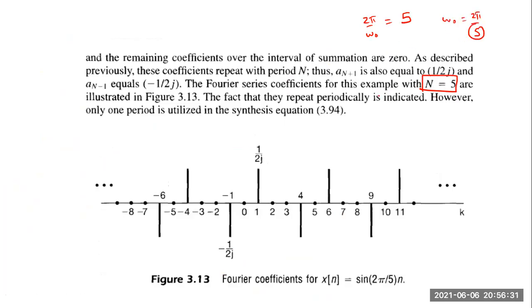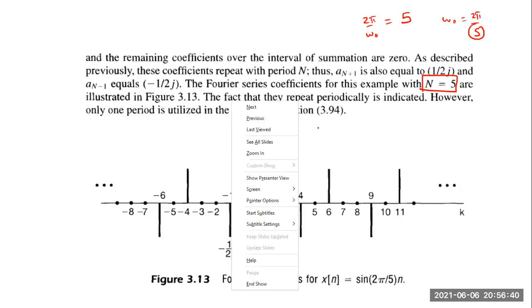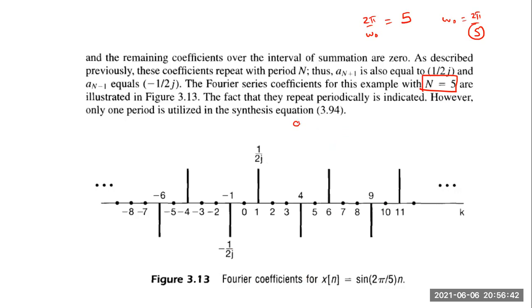So if you plot this signal, these are the Fourier coefficients. In this graph, we are plotting the Fourier coefficients ak as a function of k. So we have a1. You can see we have one straight line with a value equal to 1 over 2j. So this is a1. And then we have another coefficient at k equal to -1, and you can see that this is -1 over 2j. So this is a minus 1.